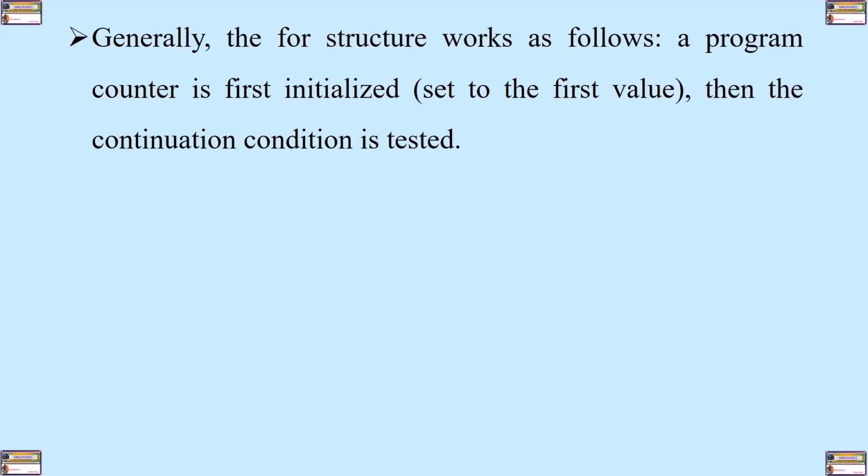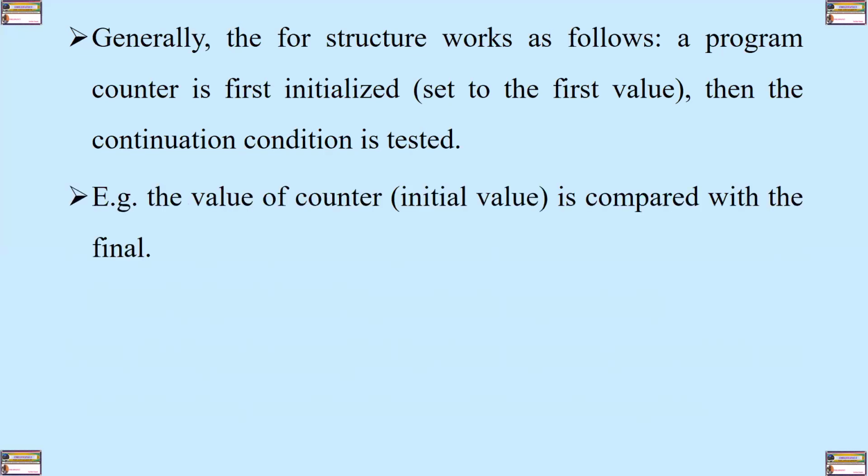Generally, the for structure works as follows. A program counter is first initialized. That means at the initialization, you set the first value. We call it the counter. Once we initialize the counter with a certain value, you proceed and check the condition if the value which has been entered is meeting the condition. If it is meeting the condition, then you proceed with the execution of the block.